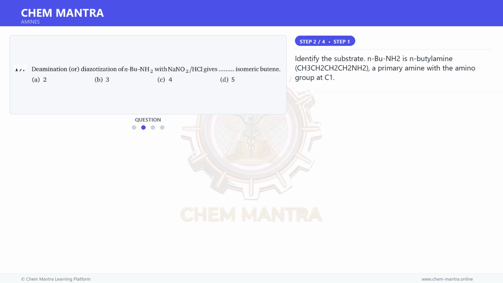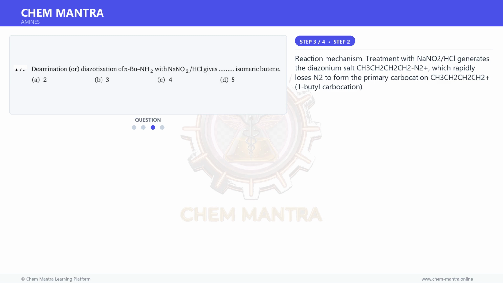Moving on to the next step. Identify the substrate. n-Bu-NH2 is n-butylamine, CH3CH2CH2CH2NH2, a primary amine with the amino group at C1.